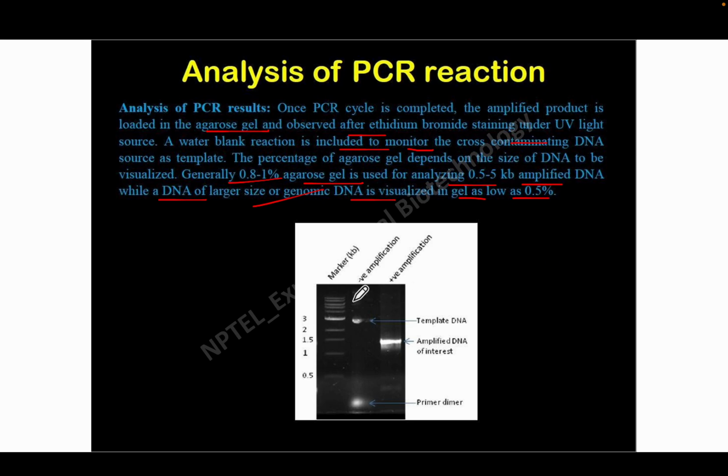So these are the markers. This is negative amplification, where you can see template DNA, and this is positive amplification. So you have seen amplified DNA of interest, and in the negative amplification you have seen primer dimer at the very lower end of the agarose.